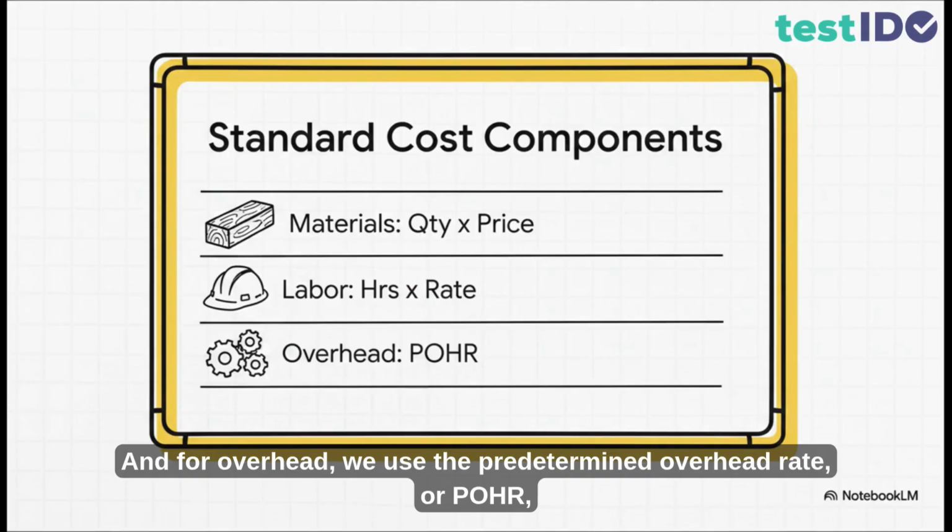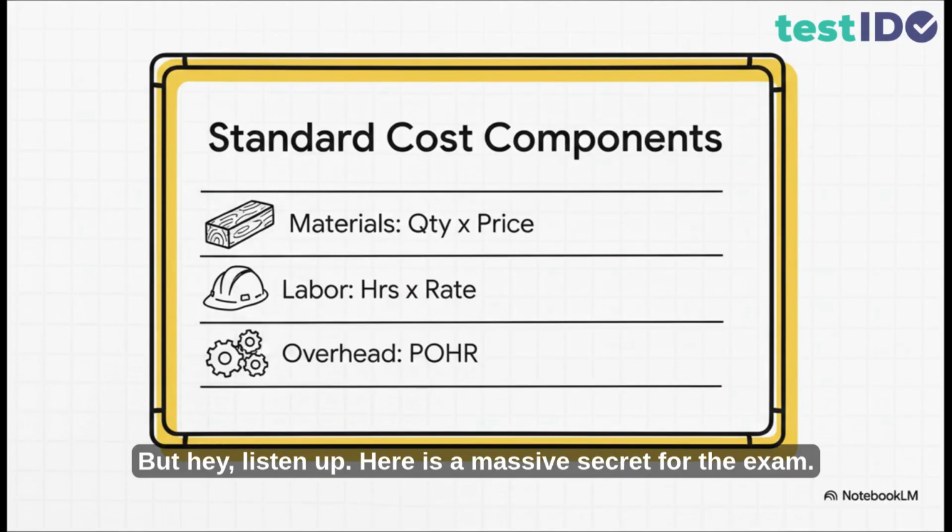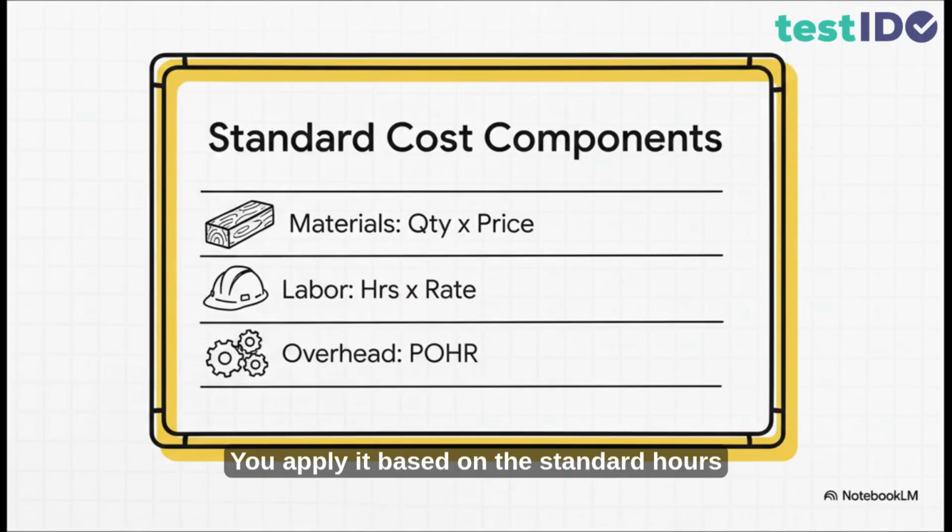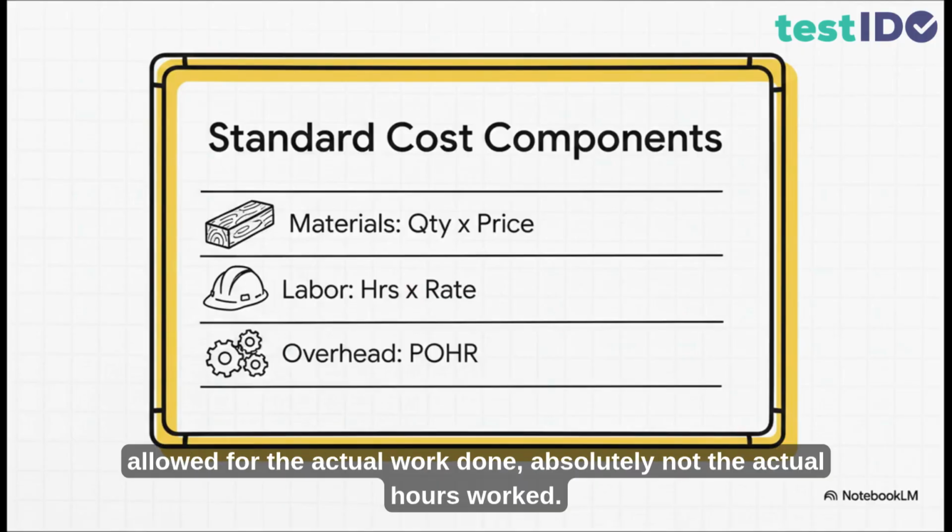And for overhead, we use the predetermined overhead rate, or POHR, just like we learned in normal costing. But hey, listen up. Here is a massive secret for the exam. You apply it based on the standard hours allowed for the actual work done, absolutely not the actual hours worked.